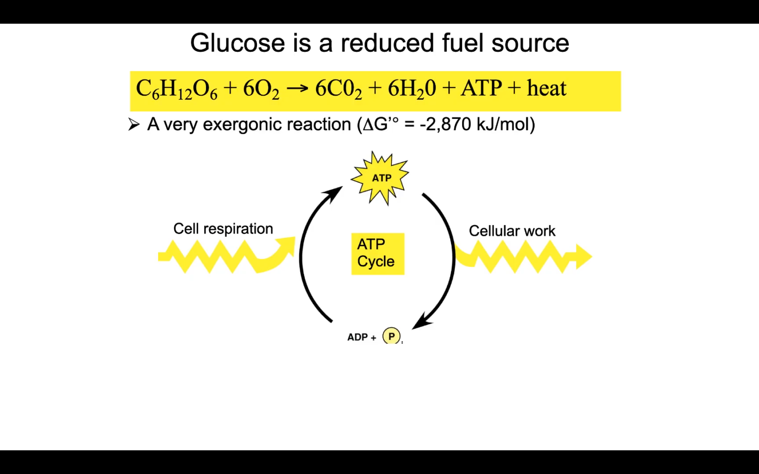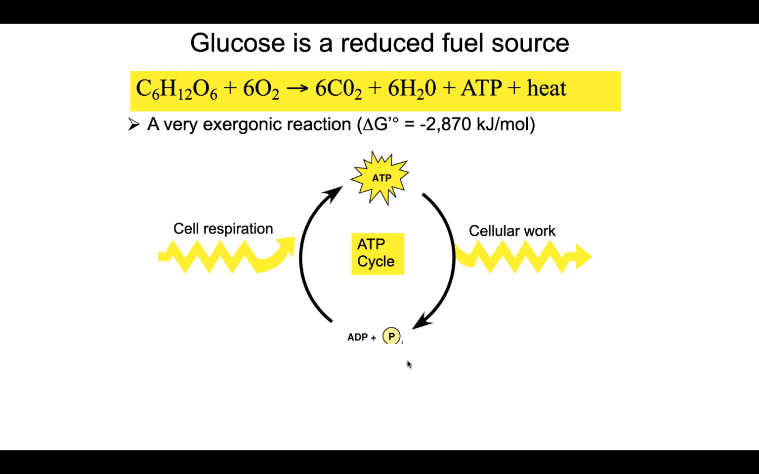glucose is one such reduced fuel source. And in fact, we're going to track the oxidation of glucose from the C6H12O6 here all the way to 6CO2. So we're going to look at all 6 of these carbons and see what the cell does to completely oxidize them into 6CO2. And what this does is it represents here our ATP cycle, in that we use cellular respiration to oxidize reduced fuel sources.